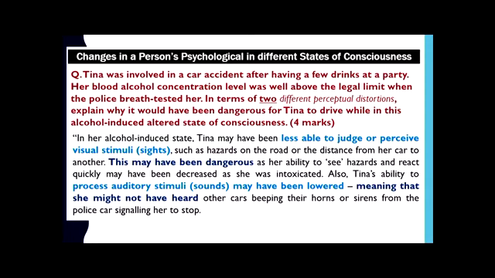So this question is, Tina was involved in a car accident after having a few drinks at a party. Her BAC level was well above the legal limit when the police breath tested her. And this one actually gives you a number of things to talk about. So in terms of 2 different perceptual distortions, explain why it would have been dangerous for Tina to drive while in this alcohol-induced ASC. So it's worth 4 marks, which is quite a big question.